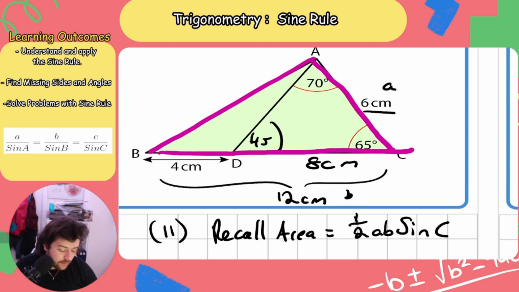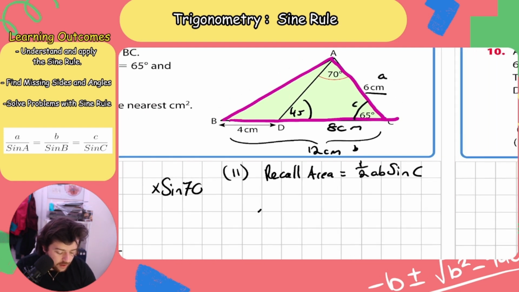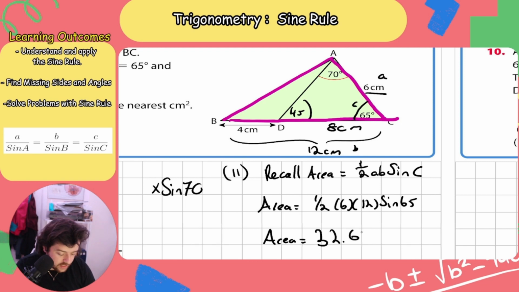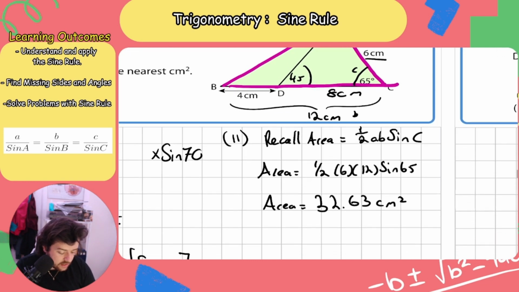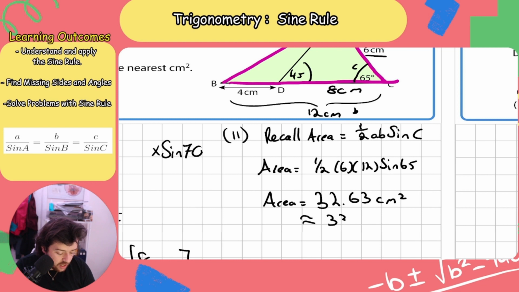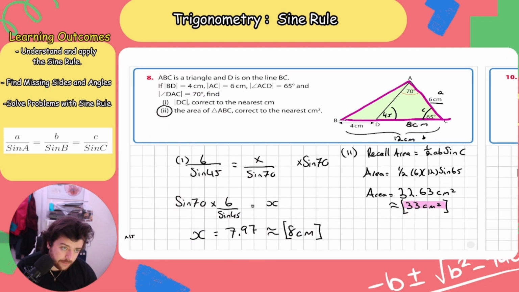So I have that side now, I'm going to label that B, and I have the angle 65 that traps between them. So the area is going to be equal to a half times 6 times 12 sine 65, which is going to be 32.63 centimeters squared. And it says round to the nearest, so it's going to be 33 centimeters squared. So the area is going to be 33 centimeters squared of the big triangle ABC.